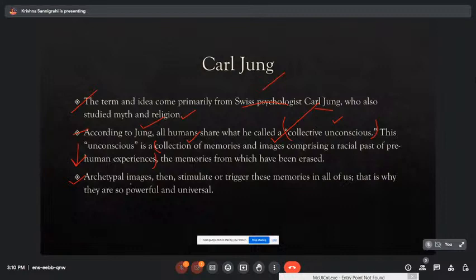Archetypal images then stimulate or trigger these memories in all of us. That is why they are so powerful and universal. The archetypal images direct us towards the things which are already there in our mind, that is, things which are already a part of the collective unconscious. They stimulate or trigger these memories in all of us, and that makes them so powerful.